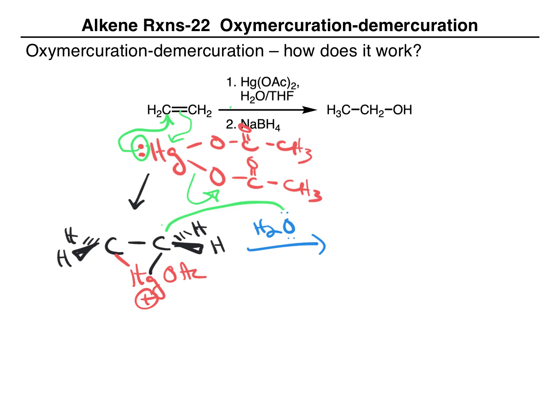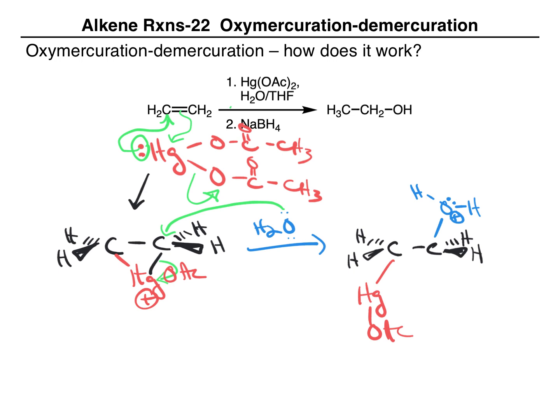So let's say it adds here, opening this up, giving us this intermediate. Water has added here, still has one lone pair and a positive formal charge. Over here, we have our mercury, and it has a lone pair that used to be shared between the mercury and the carbon. And then after another molecule of water grabs off a proton, that gives the product of the first step, the oxymercuration.